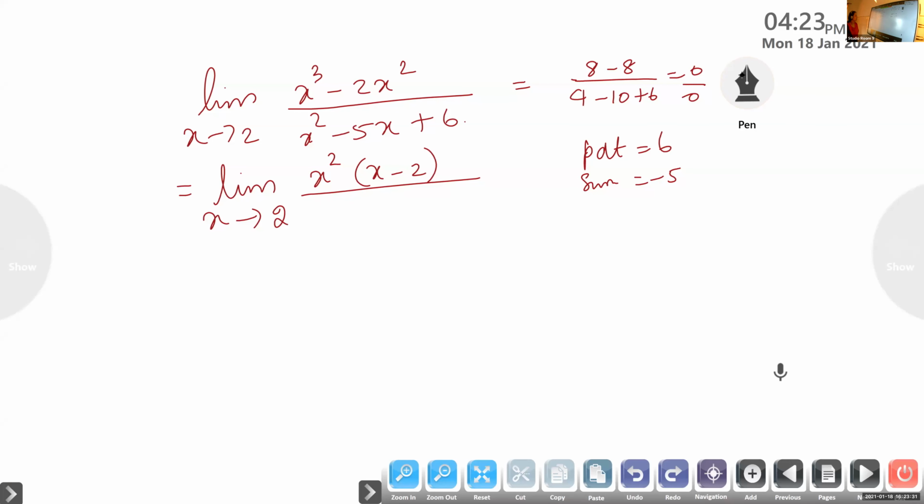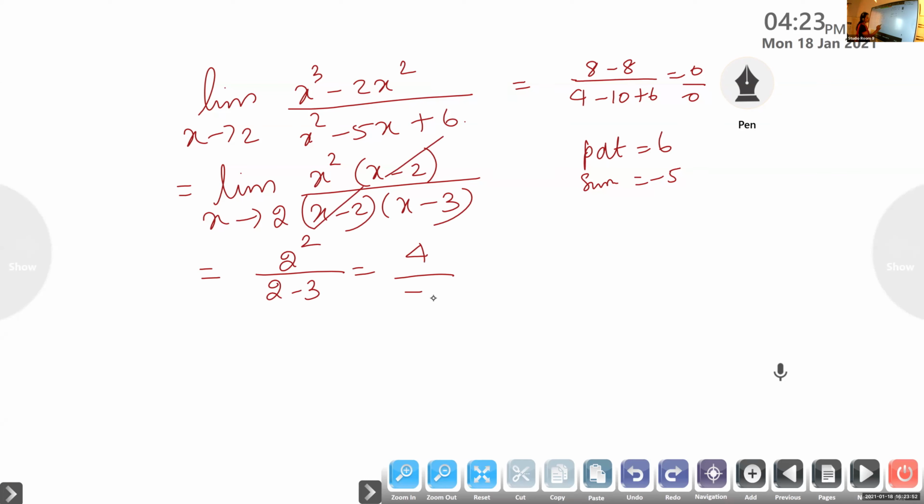Denominator when you factorize, what will you get, children? x minus 2 into x minus 3. Yes, x minus 2 into x minus 3. So here x minus 2 will get cancelled. Substitute the value of x is 2. So you'll get 2 square by 2 minus 3, isn't it? So it is 4 by minus 1, which is negative 4. Is it okay?